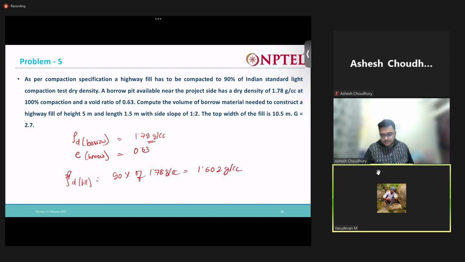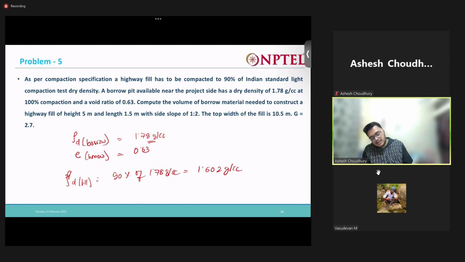Now the cross section of the embankment is given. The top width is 10.5 meter and the two side slopes are 1:2. So can you tell me this width from this data? Also one more thing is given: this height is 5 meters. So from these data, can you tell me the base width?